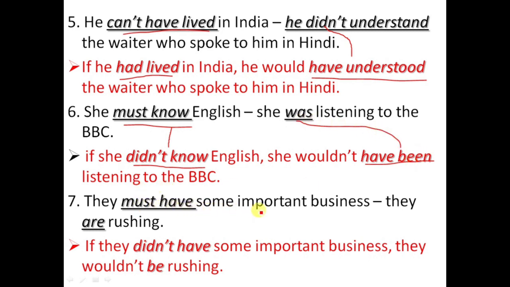They must have some important business because they are rushing. So see, here must have, but here is no V3, it means this is the main verb in its first form. So must plus V1, it should be changed into did not plus V1. So if they didn't have some important business, they would not be rushing. So here be, because in the reasoning part there is are, and is, am, are should be changed into be.